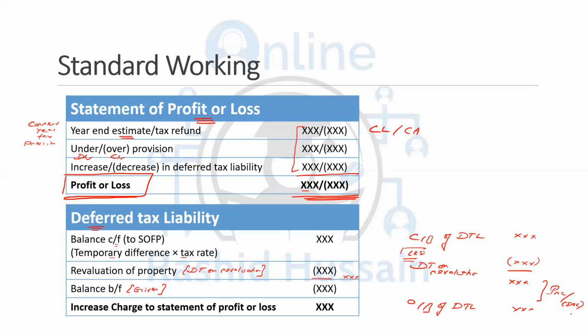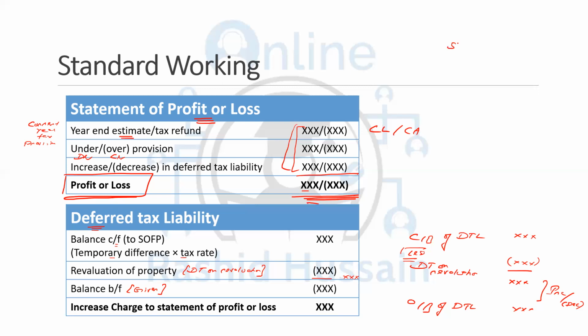So the income tax expense is calculated as, first of all, take the year-end estimate. This is the current year tax provision, which is also a current liability. Under provision is the debit balance in the trial balance, which increases the tax charge. Over provision is a credit balance, which decreases the tax charge. Increase in the deferred tax liability is an expense, which is being added in the other expenses. So you can see all three are being added. Decrease represents a reduction. You are going to reduce it. This net figure belongs to the statement of profit or loss. This is the tax expense.